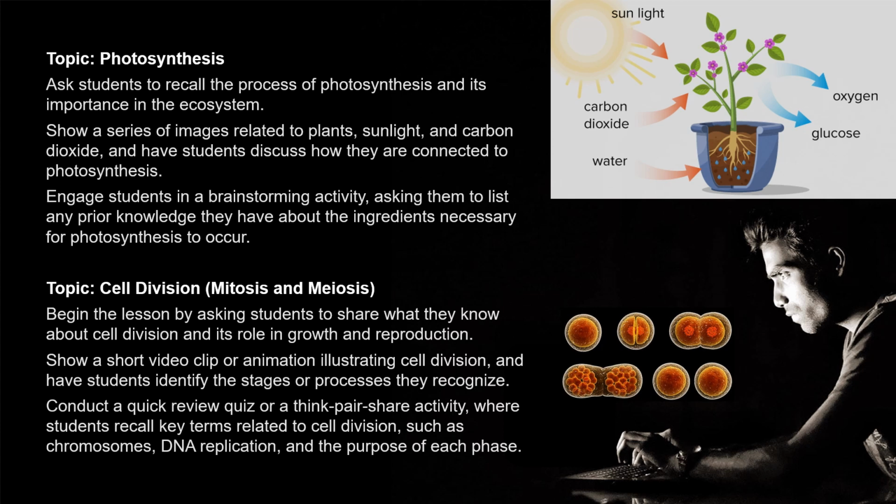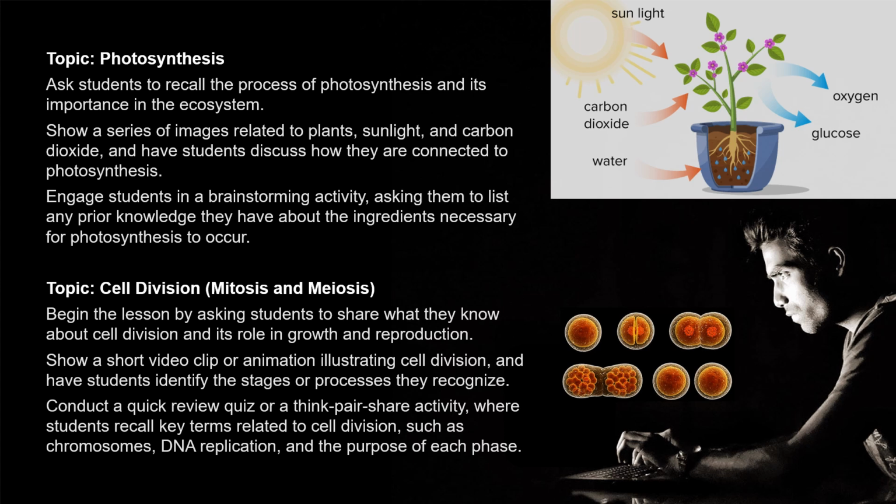Topic: photosynthesis. Ask students to recall the process of photosynthesis and its importance in the ecosystem. Show a series of images related to plants, sunlight, and carbon dioxide, and have students discuss how they are connected to photosynthesis. Engage students in a brainstorming activity, asking them to list any prior knowledge they have about the ingredients necessary for photosynthesis to occur.